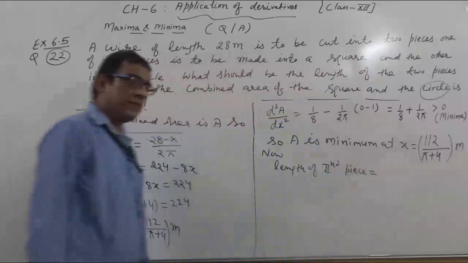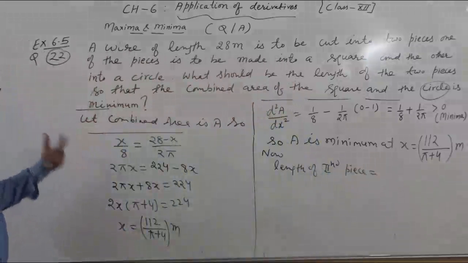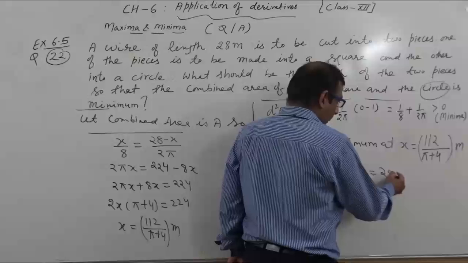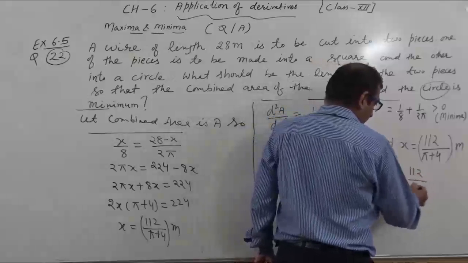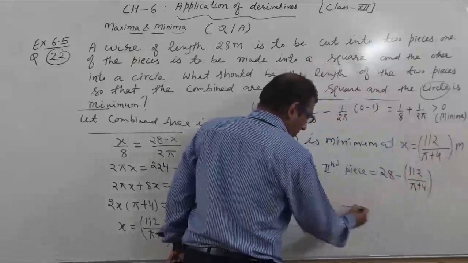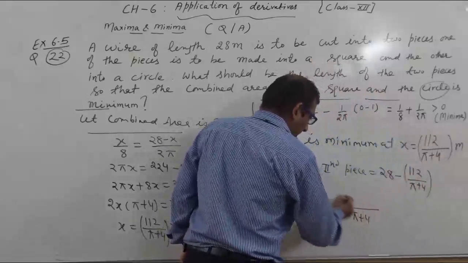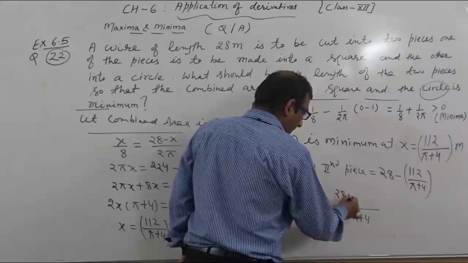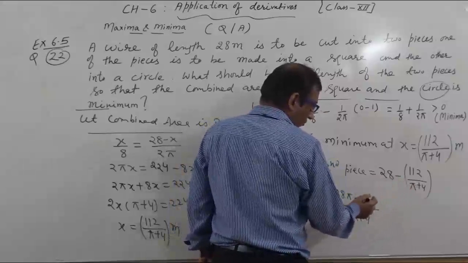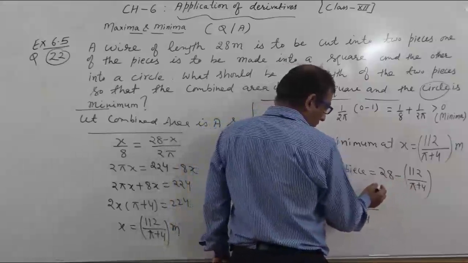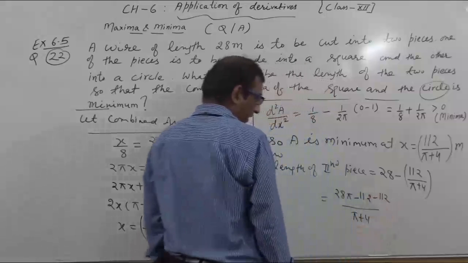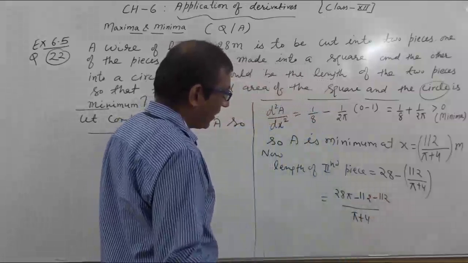Now the length of the second piece. In the beginning the length of the first piece was x meter, and the length of the second piece is 28 minus x. So we will put the value of x here and solve it. So pi plus 4 is the LCM, and when we solve it, we get 28 pi minus, we multiply this 28 by 4, which gives 112, so 112 minus 112. Okay.